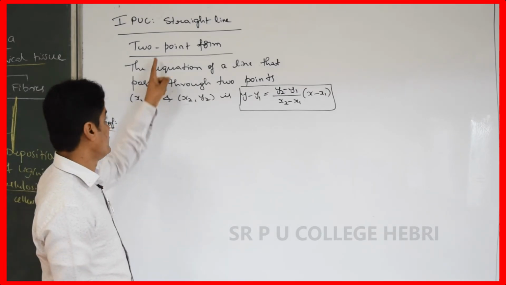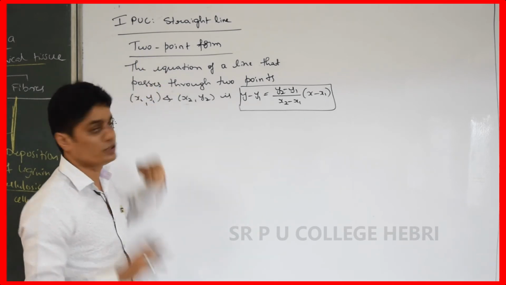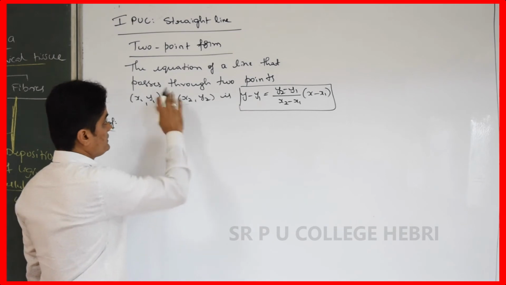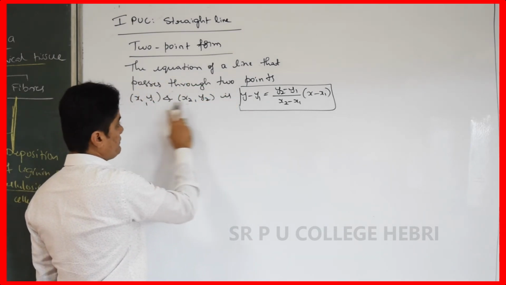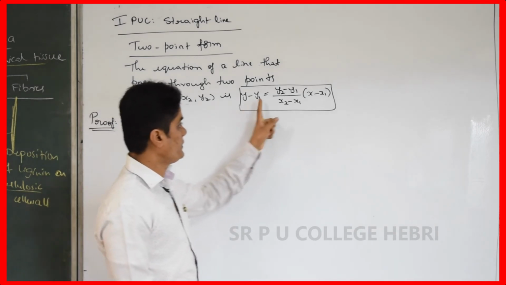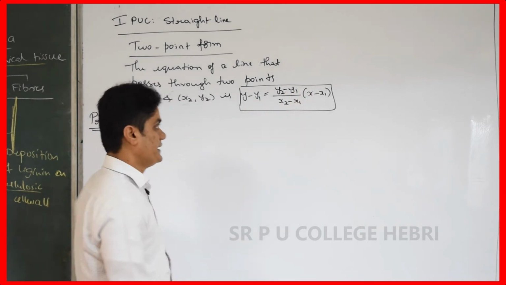So again, the name itself explains that the two given data are two points on the line. The statement is like this: the equation of a line that passes through two points x1 y1 and x2 y2 is y minus y1 equal to y2 minus y1 by x2 minus x1 into x minus x1.